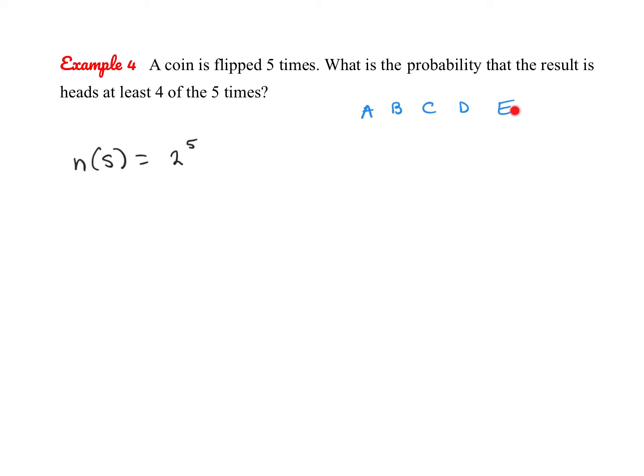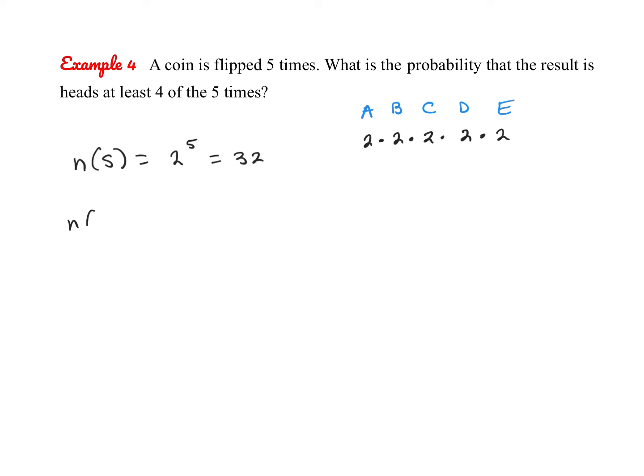So you have 5 different events, right? So each time you flip, in event A or flip A, you have 2 possibilities, heads or tails, and then 2 possibilities, 2 possibilities, 2 possibilities, 2 possibilities. So since for each individual flip you have 2 possible results, the total number of combinations would be 2 to the power of 5, which is 32.